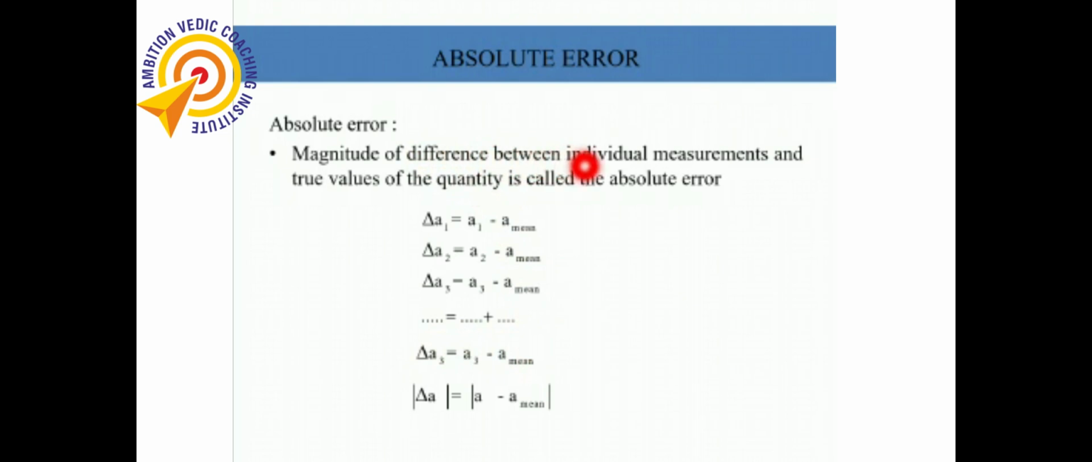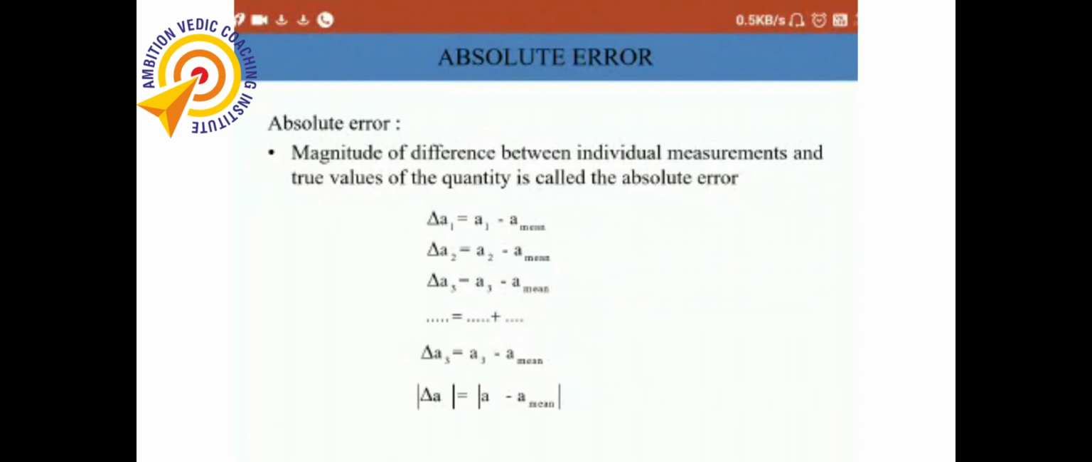Magnitude of difference between every value that we have calculated minus the mean value that we are going to calculate at the end of the experiment. That is what is known as absolute error. So absolute error in A1, A2, A3, A4, and so on till N. Here it is A3, but it should actually be N.